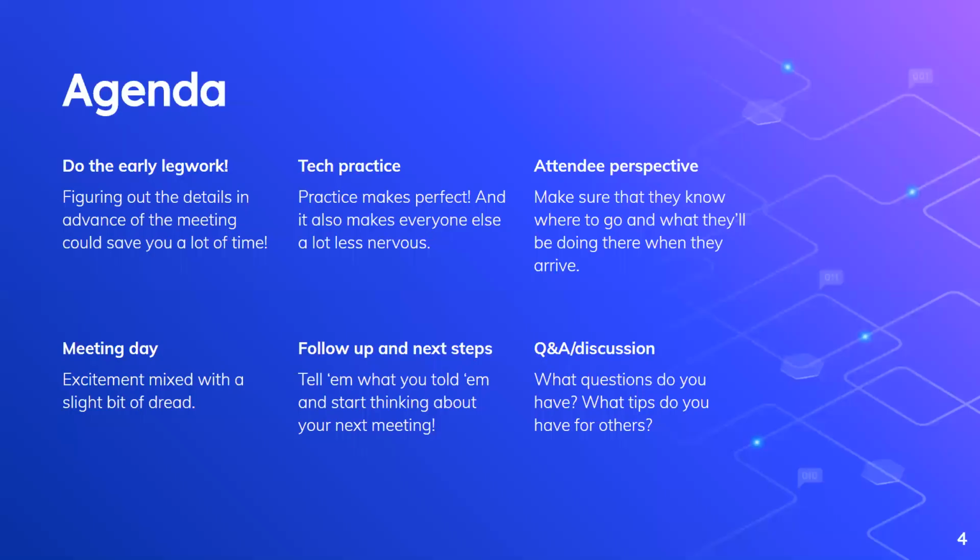Okay, so here's a quick look at our agenda. I got basically 6 sections here. The first one's about early legwork, just preparing for how you're starting off with your online meeting. I'll give you some tips for tech practice and setting everything up so everybody knows what to do. Attendee perspective, this is an important one because you want to think about what people who are participating need to know, and how they're going to participate day of.